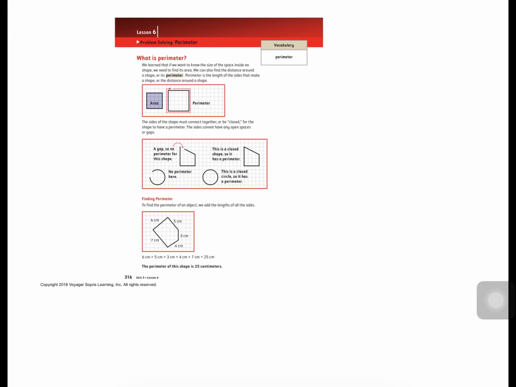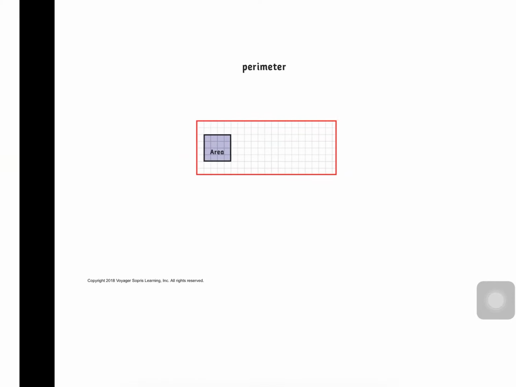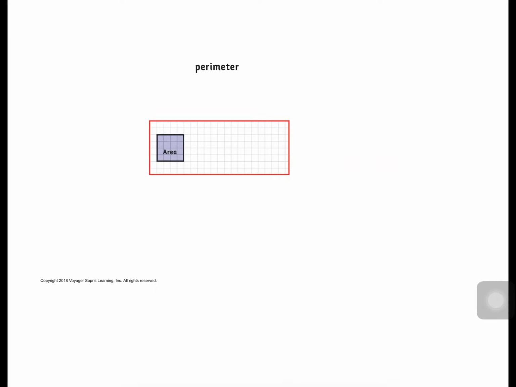Hi, everybody. Today, our target is going to be talking about what a perimeter is. I think we've talked about it in the past, so we're going to talk about it a little bit more today in detail. If I look at this next piece, we want to find the amount of space inside of a shape. That's called something different. That is called the area, which we've been practicing.